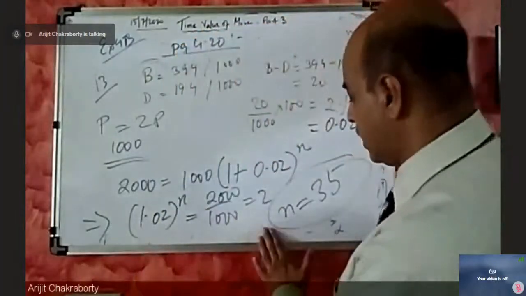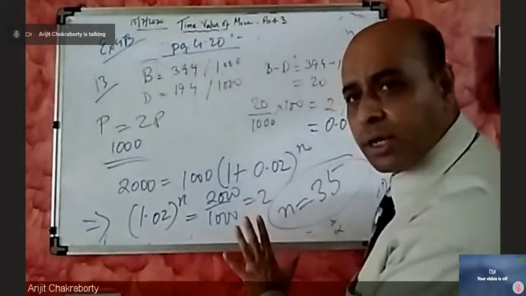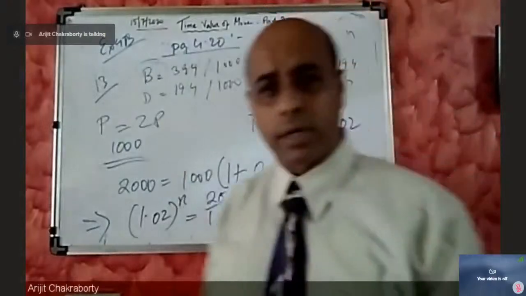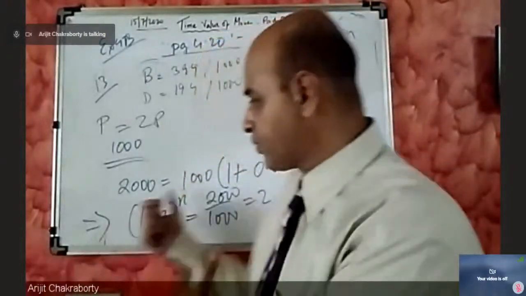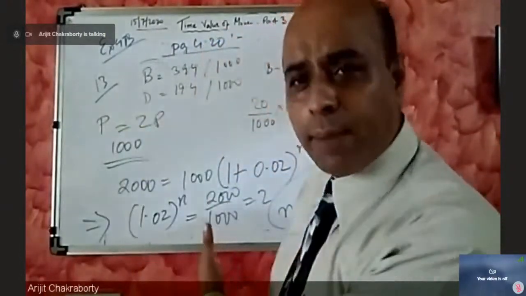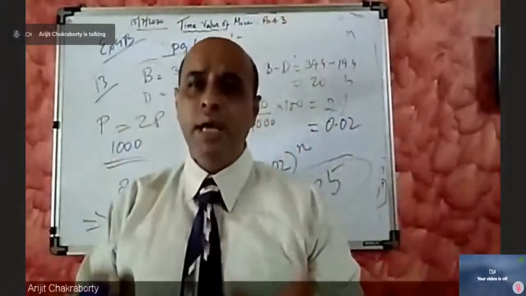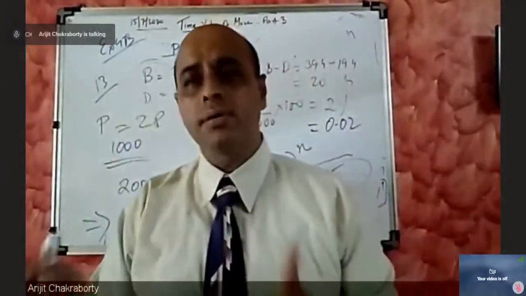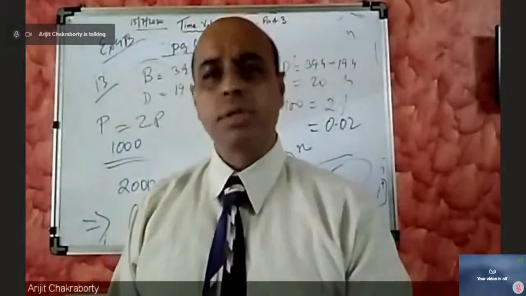So in this case, n is 35. The value is not important; the process is more important. Whatever input you give, the output will come, but the process remains the same. The entire procedure of solving the problem is most important.